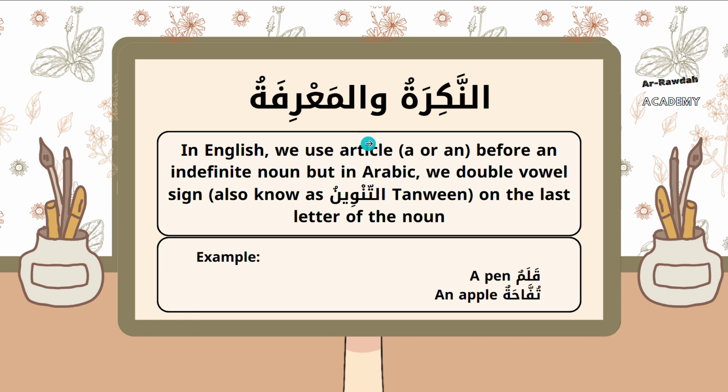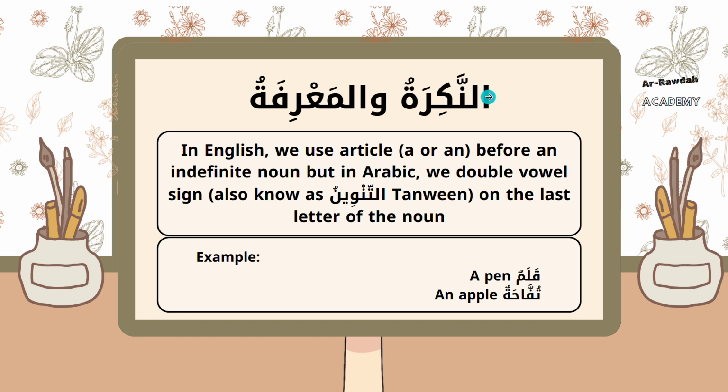Remember, we said the indefinite case of a noun in Arabic is known as an-nakirah, while the definite case is known as al-ma'rifah. And in English language, we express indefinite case with the article a or an, just like the examples we gave: a boy, an apple, a pen, an aeroplane, and so on. And in Arabic language, how do we express the case of an indefinite noun? We use something we call a tanween. A tanween, what does it mean?